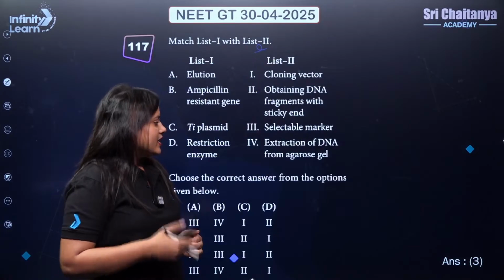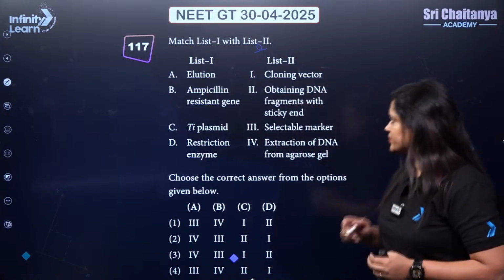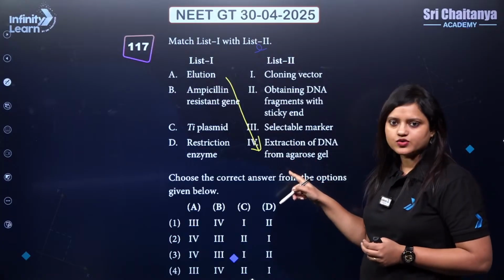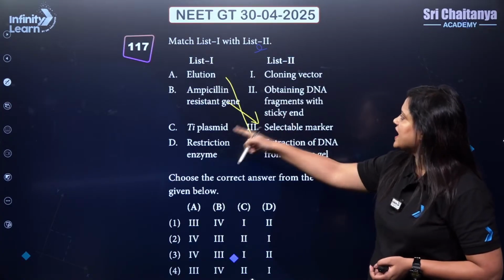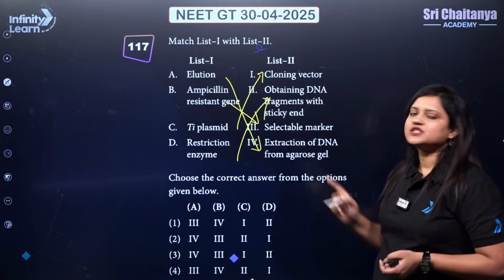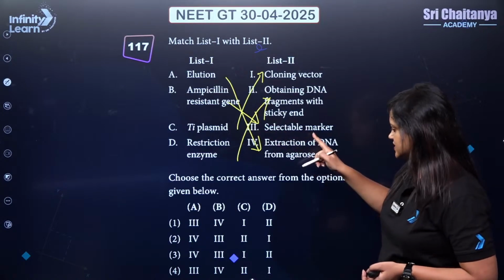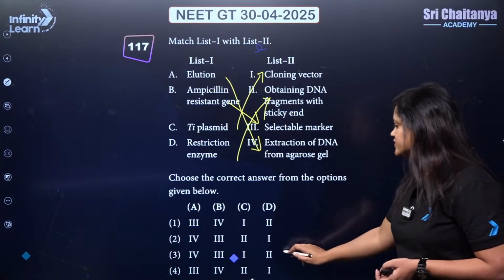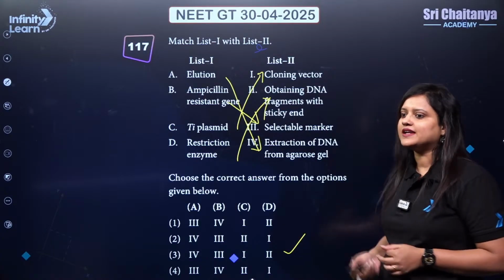Very good. Next, when you see match the following, you will have to match list 1 with list 2. When we talk about elution, it is extraction of DNA from the agarose gel. Ampicillin resistant gene is the selectable marker. Ti plasmid is a cloning vector. Restriction enzyme, obtaining DNA fragments with sticky ends. So A is matched with 4, B is matched with 3, and C is matched with 1. We have just one option, that means 3. Very good. Saksham, Vrishti, Nagbabu, very nice.